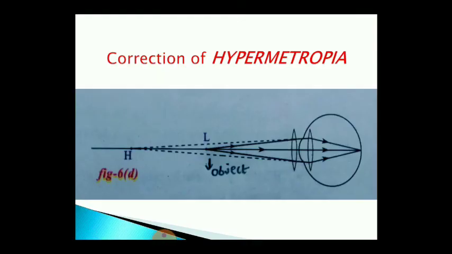Correction of hypermetropia. A proper biconvex lens, if placed before our eye, then the image of the object which is at the least distance of distinct vision forms at H, which is the near point. Then the image of that image forms on the retina and it is clear to see. This way we can correct hypermetropia by using the biconvex lens.